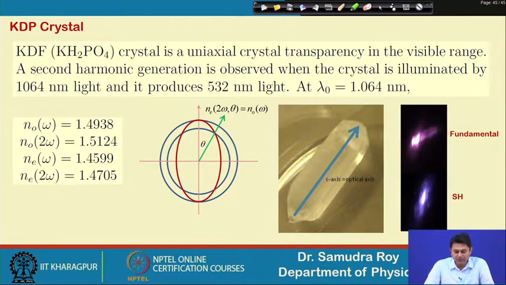Second harmonic generation is observed in this crystal by illuminating light at 1064 nanometer, and it is going to produce light at 532, which is exactly half of the fundamental wavelength we have, and then we can generate the second harmonic. So, here we have a picture.